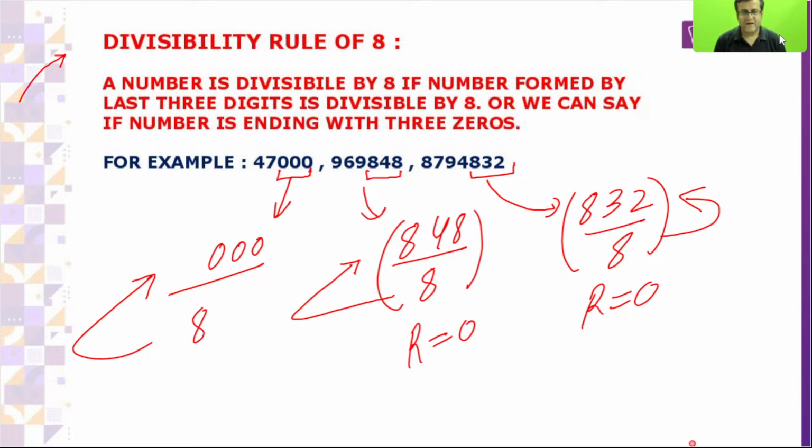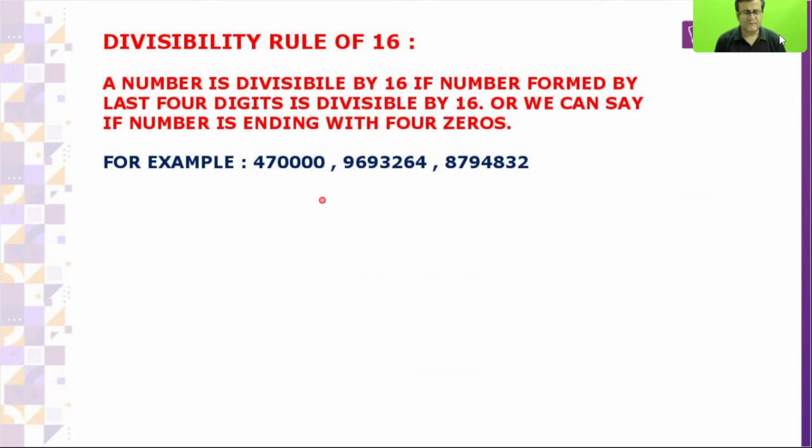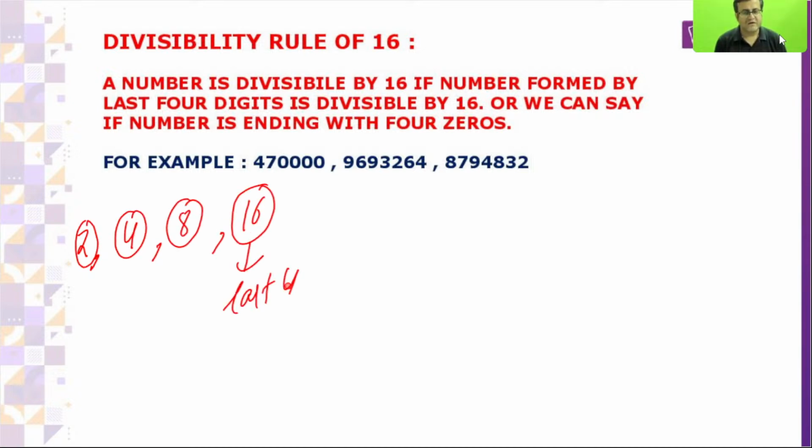Then come to 16. 2, 4, 8 and 16. Why am I explaining these four together? Because you can understand in a better way. I am trying to explain such that you will remember it in future as well. So guys, 2 last one digit, 4 last two digits, 8 last three digits. In case of 16, last four digits.